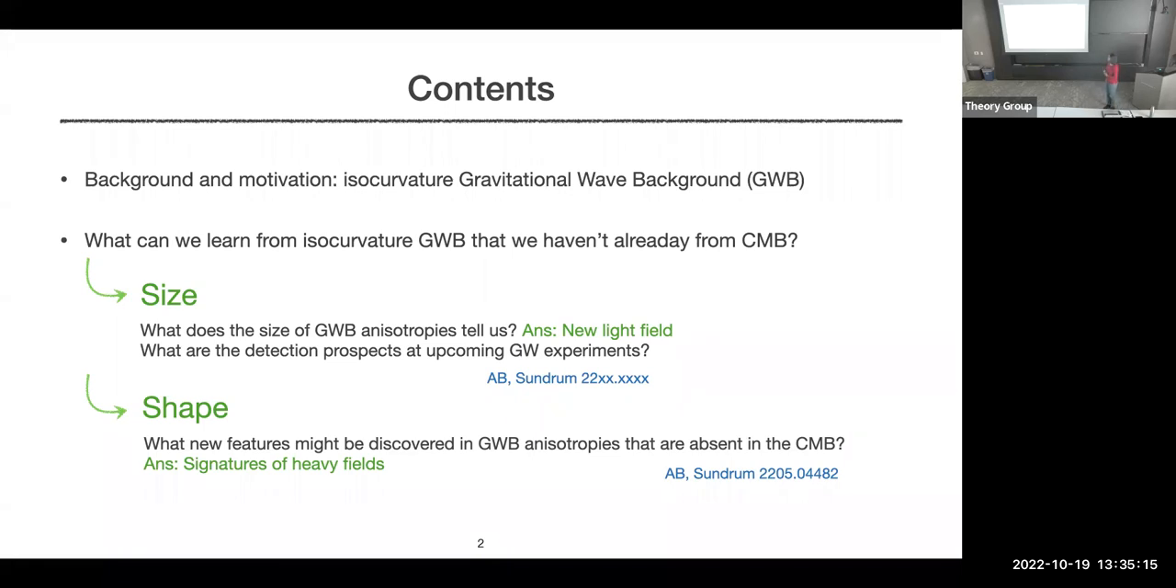In the second part of my talk, I want to focus on what the shape of these anisotropies tells us. For example, we know that in the CMB, new physics during inflation can introduce features like bumps, oscillations, non-Gaussianities. We haven't seen that in the CMB, but we want to ask, can such features appear in the isocurvature gravitational wave background, and what can they tell us? Again, the answer is we will hopefully learn about heavy fields during inflation from studying the shape of these anisotropies. This is roughly distributed between 2 recent works.